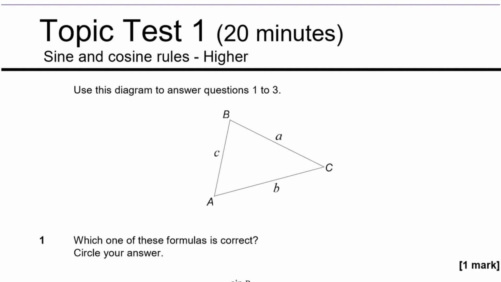Now you'll notice with these trig questions, the corners or the vertices are all labelled with capital letters. So I've got A, B and C. And you'll notice that the sides are all denoted by lowercase letters. I've also got a, b and c.